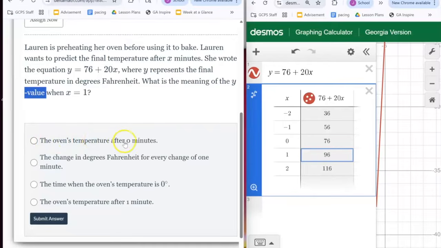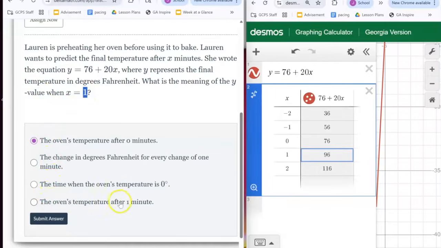So the oven temperature after 0 minutes. No, we just said after 1 minute. So that doesn't make sense. The change in degrees in Fahrenheit for every change of 1 minute. No, we are saying after 1 minute. So not the change in, because that will be slow. The time when the oven's temperature is 0. Nobody even asked that. Again, when the time is 1 minute, what's happening to the temperature?